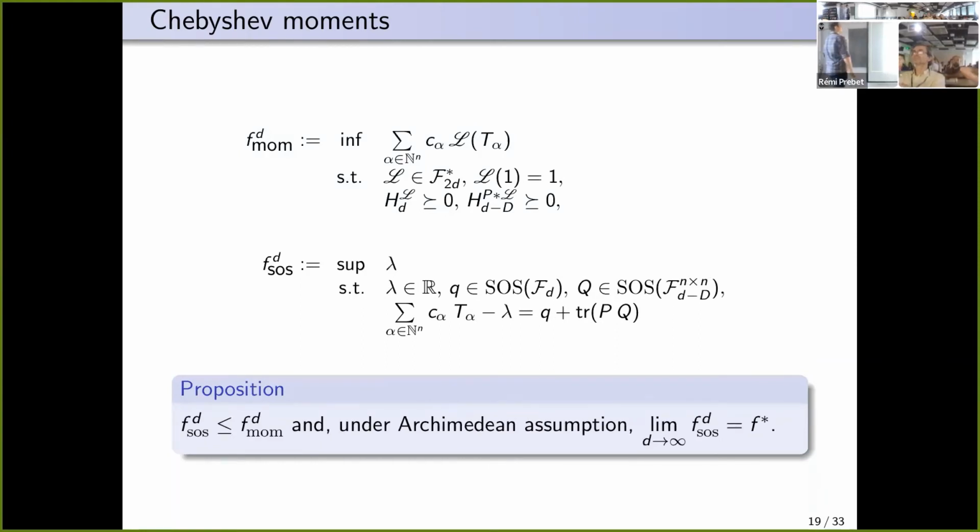And now this is the relaxation that we proposed with the moment matrices. This is the relaxation that you obtain with the sum of squares matrices. Here again, we use this filtration spaces as a suitable space to relax it. And then what you can show is that the sum of squares relaxation is at most as large as the moment relaxation, and the sum of squares relaxation converges to the optimal value under this Archimedean assumption.